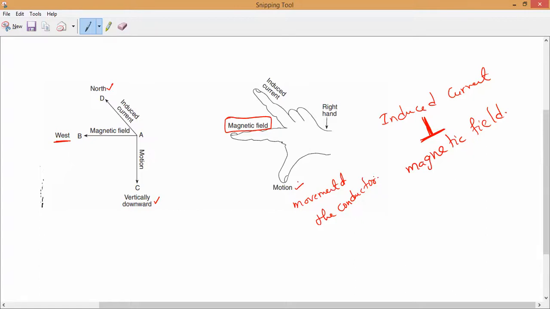Now this rule we can use on the activity which we did in the last class, if you have noticed. We did it last class: a current carrying straight conductor moving between the two poles of a horseshoe magnet. So in this case, how can we apply Fleming's right hand thumb rule? Now we will check it.